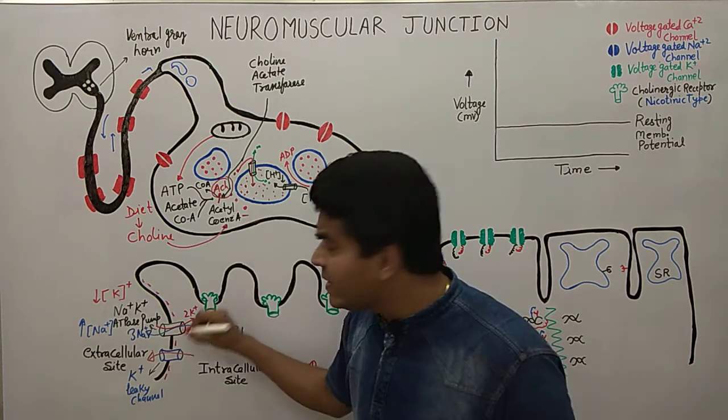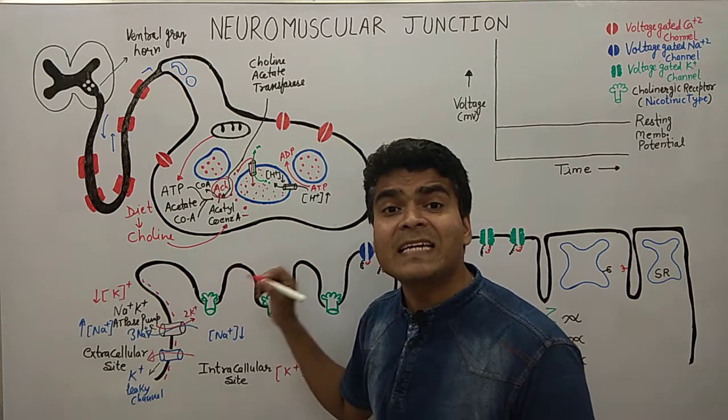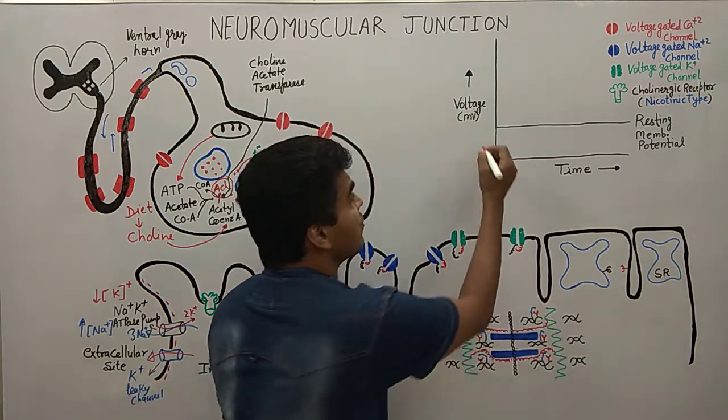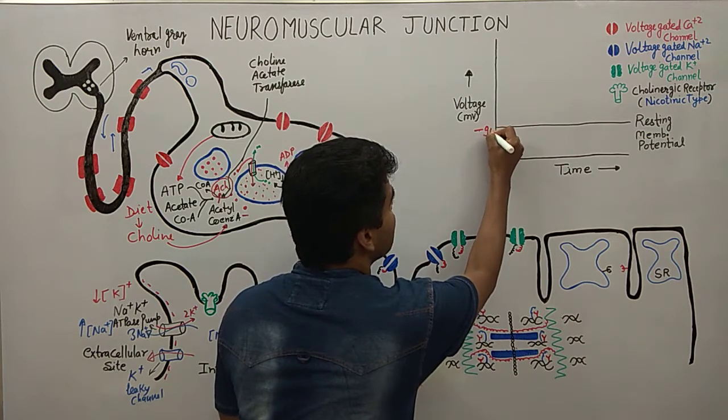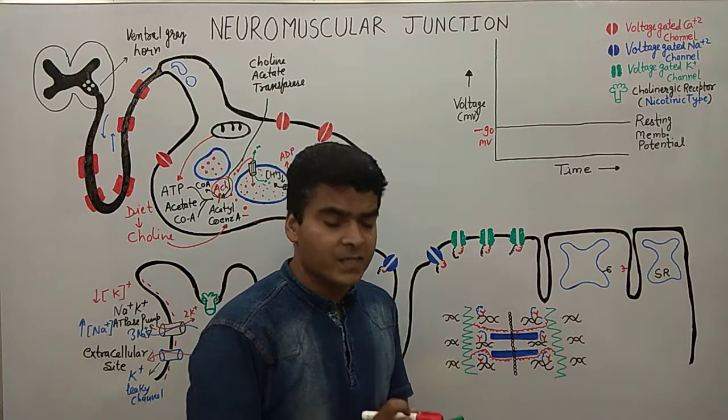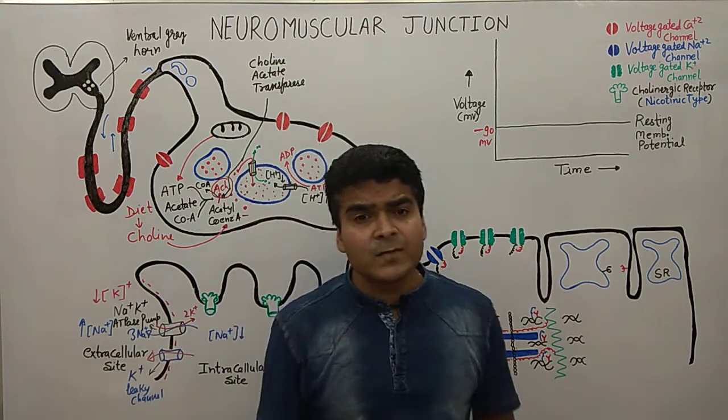so this side becomes negative. It reaches minus 90 millivolt, that is known as the resting membrane potential. So I'm just drawing here, it is minus 90 millivolt. This is the resting membrane potential. Now this is the first portion of this lecture.